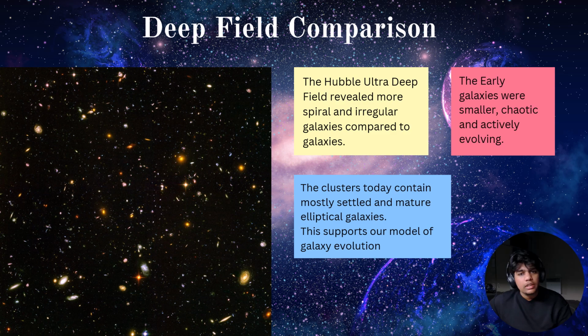Whereas in the Hubble Ultra Deep Field, where we observed the earlier epochs, I classified around six spirals, nine ellipticals, and five irregulars. The deeper field had more irregular and spiral galaxies, supporting the idea that galaxies evolve over time from chaotic beginnings to ordered structures.